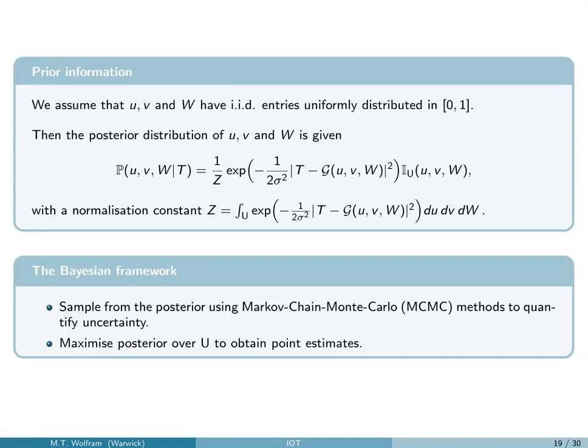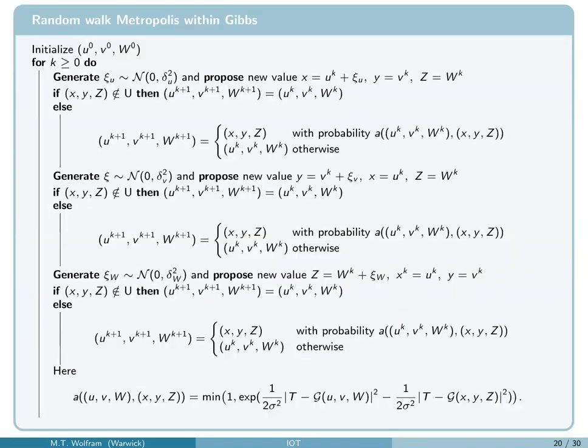This is not the only way you could do that. You could also just maximize the posterior over your set, and just obtain a point estimate. It depends on what you're in the end actually interested in. Okay, so how do you do that? That looks a bit ugly here. It's probably my fullest slide.